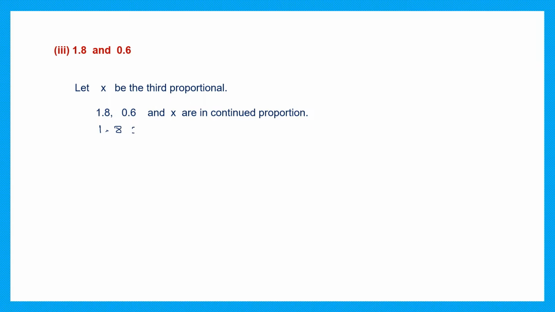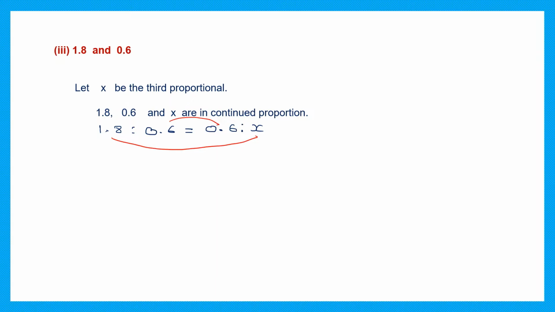Question 3. 1.8 and 0.6. So let x be the third proportional. So what does that mean? It means that 1.8, 0.6 and x are in continued proportion. So my ratios will be 1.8 is to 0.6. This is equal to 0.6 is to x. Now product of extremes equals product of means.